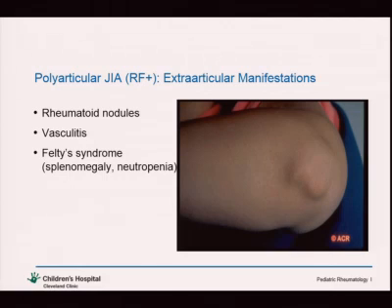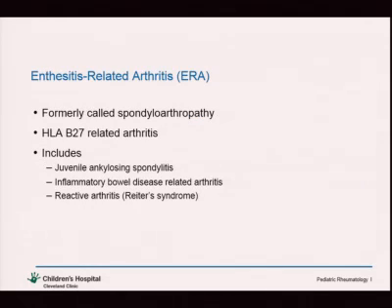Patients can get rheumatoid nodules. You can see the nodule right distal to the olecranon there. Potentially have vasculitis, not very common, but you can see that. There's a syndrome called Felty syndrome that involves more systemic features and splenomegaly and neutropenia, uncommon in childhood, but occasionally occurs. The next subset of juvenile idiopathic arthritis is enthesitis-related arthritis.